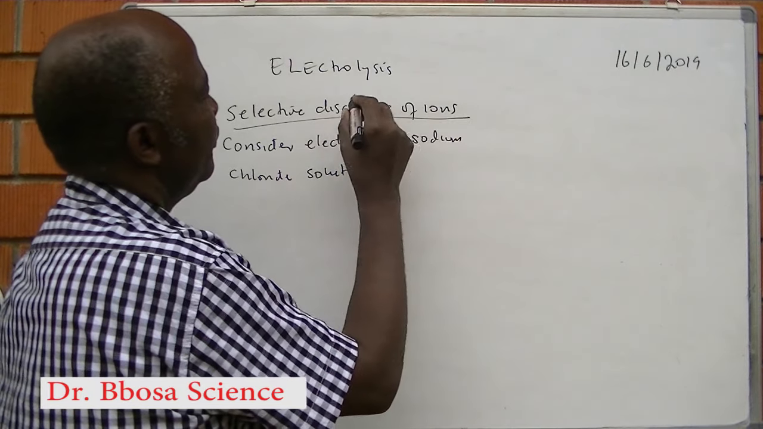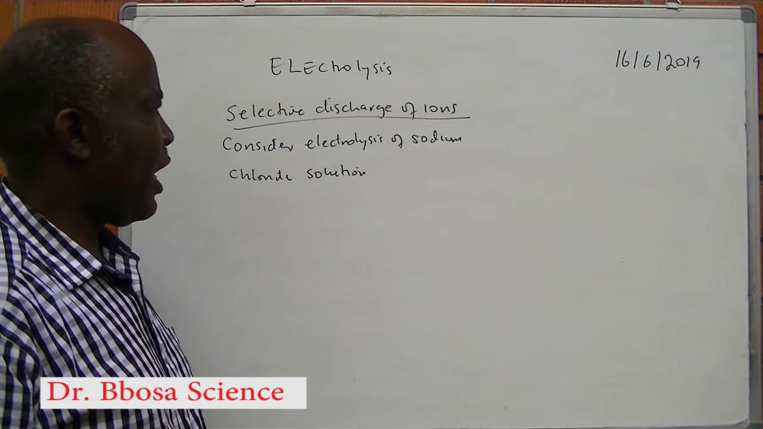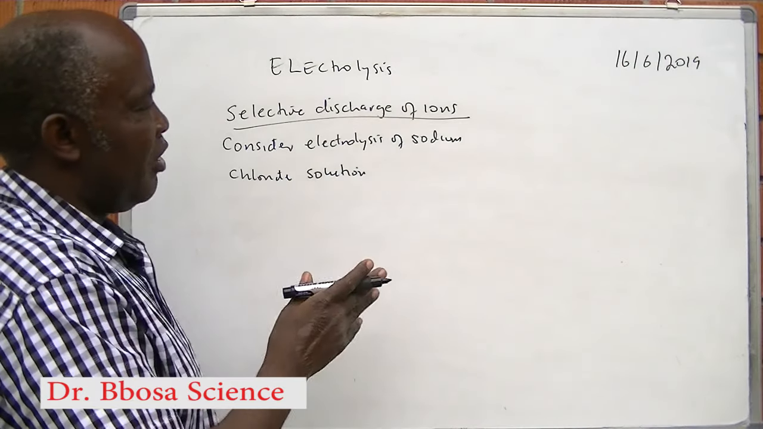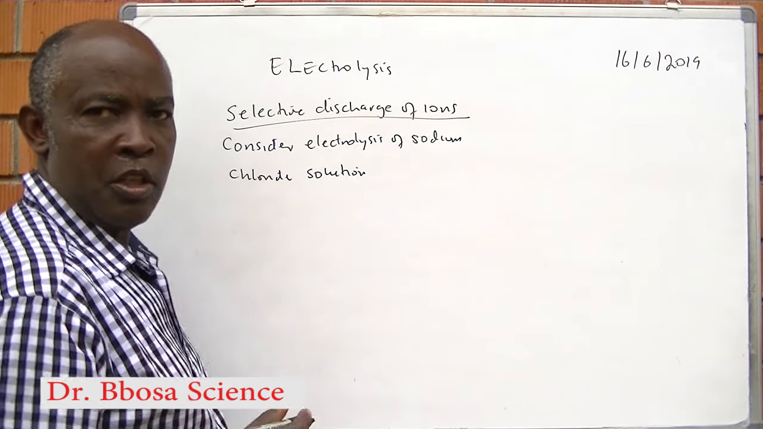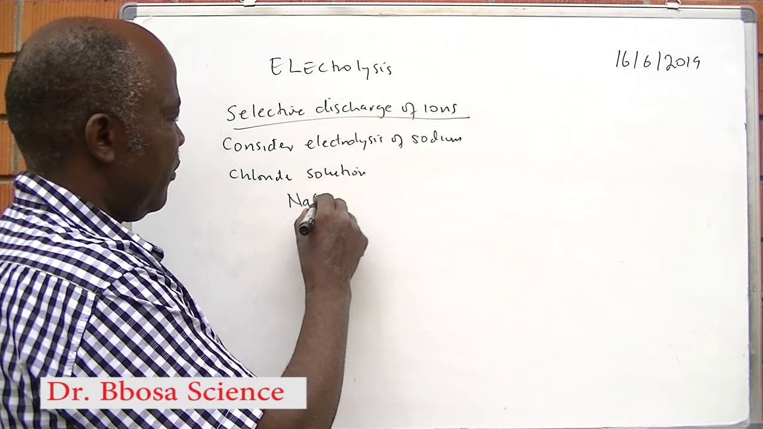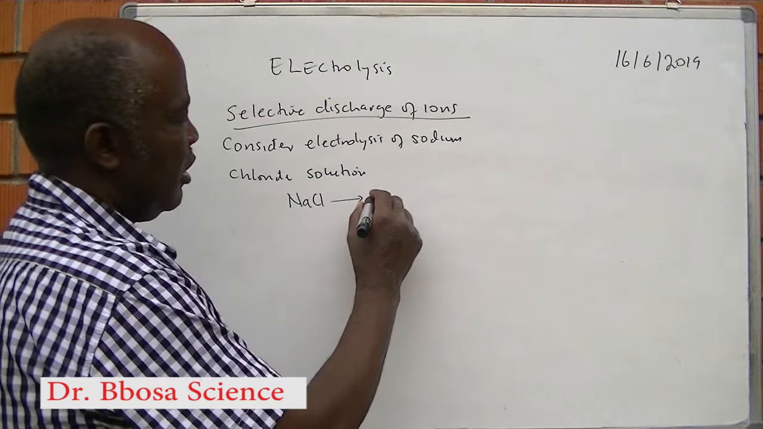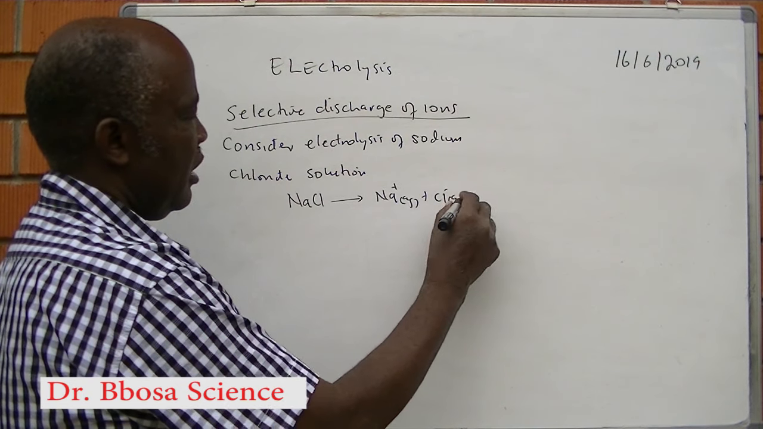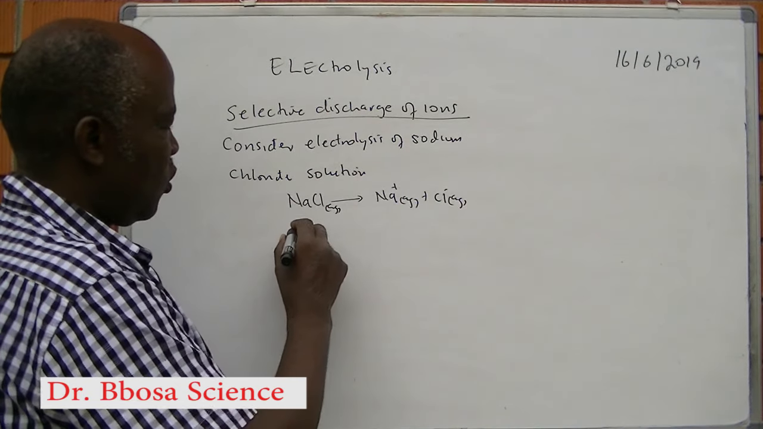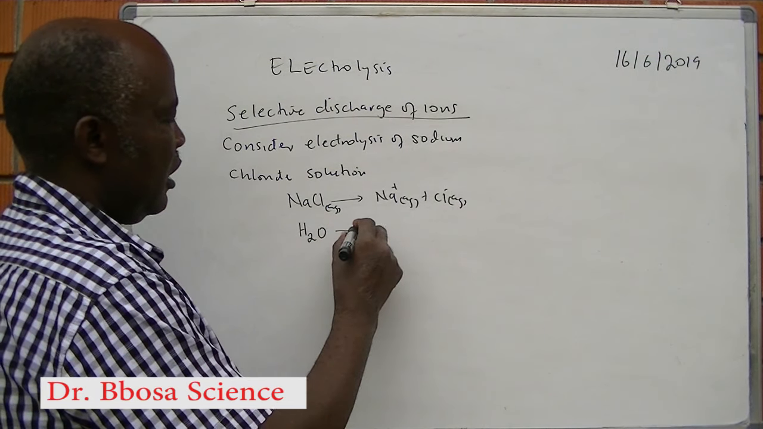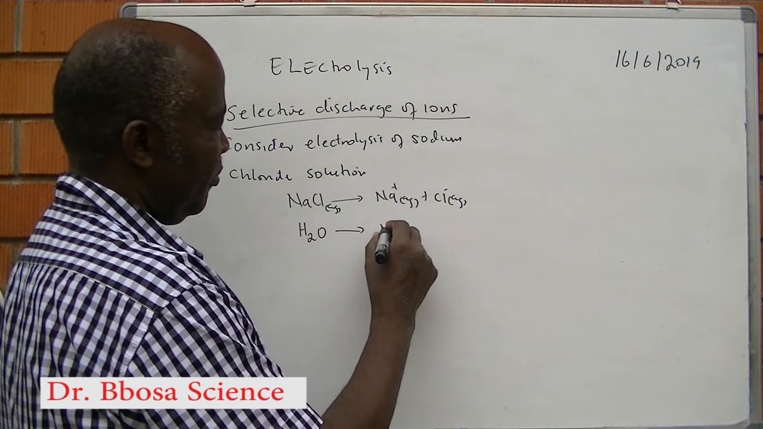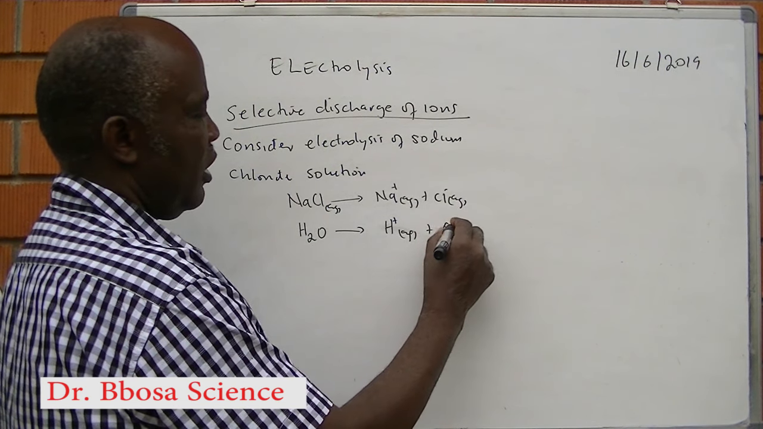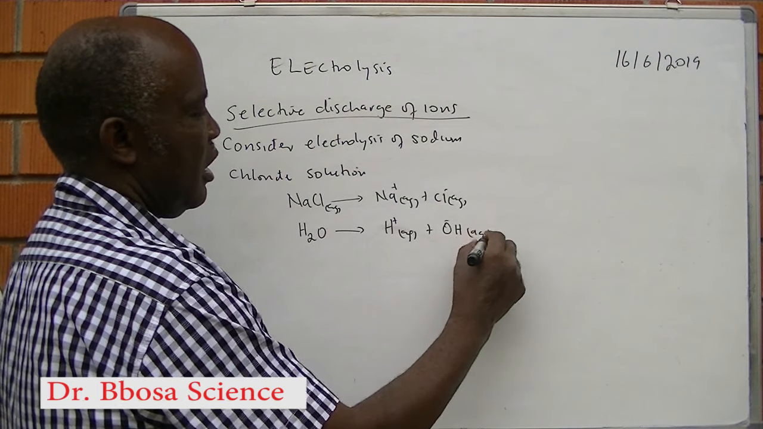Selective discharge of ions. Selective discharge of ions in electrolysis. We consider electrolysis of sodium chloride solution. In the sodium chloride solution, sodium chloride will ionize to form sodium plus aqueous plus chloride minus aqueous. But there are water molecules. The water molecules will ionize to form hydrogen plus aqueous plus OH minus aqueous.